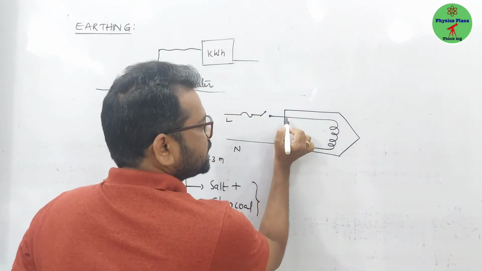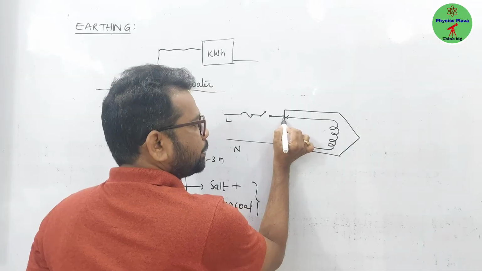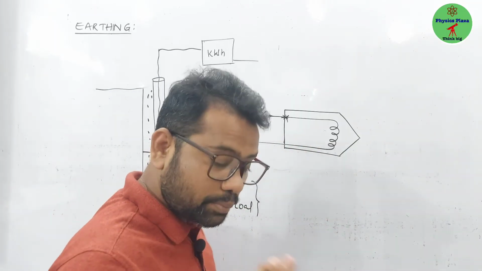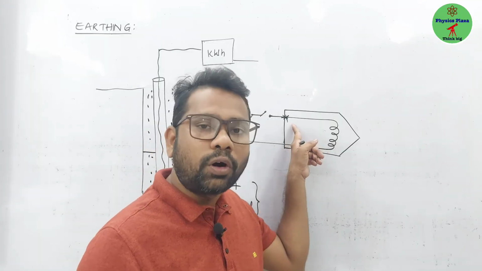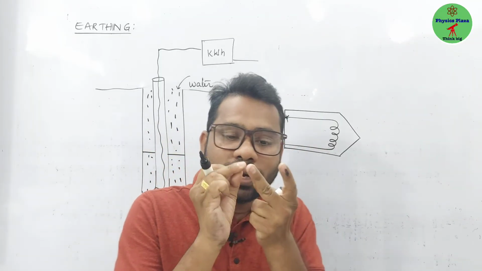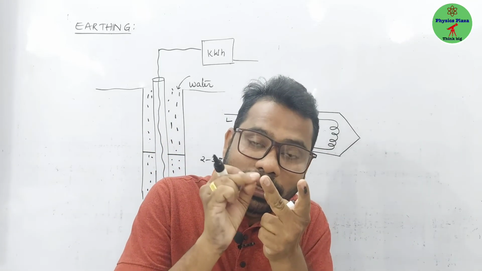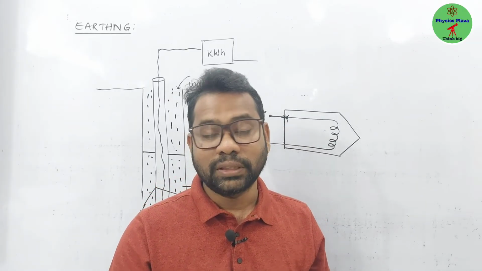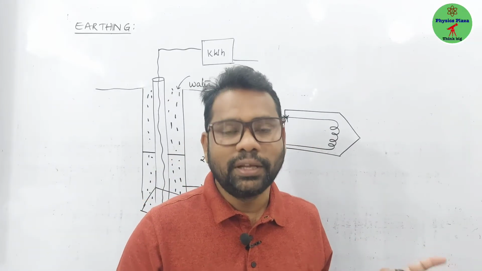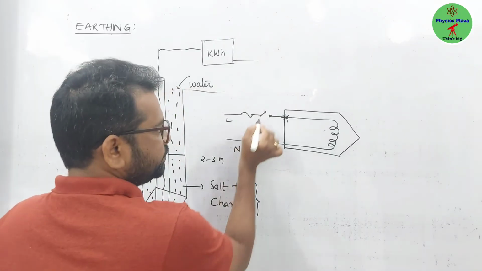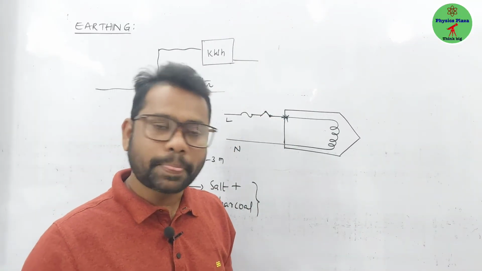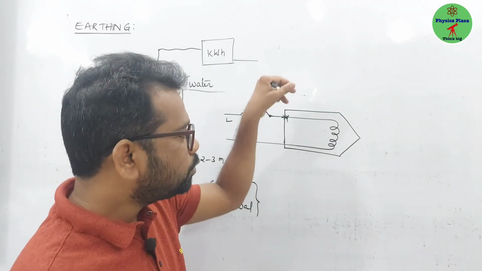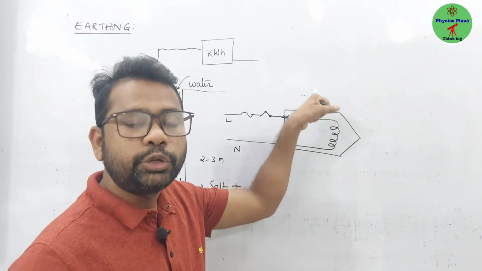So suppose, in the worst situation I am talking about, that the insulation goes off. Then the copper live wire will come in contact with the electric appliance, and we don't know what is happening inside, right? We will switch it on, and the moment you try to hold it, you will get an electric shock.